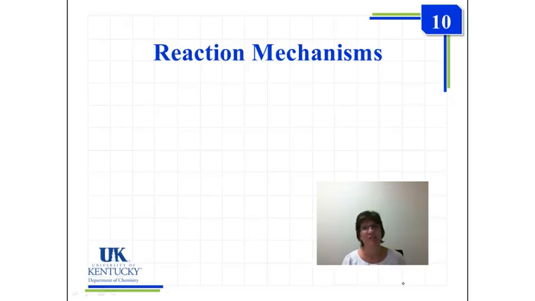Our 10th learning objective deals with reaction mechanisms. We are going to learn how to take reaction mechanisms and examine them, find what's called the rate determining step, and from that predict the rate law of a reaction. So this is another way to obtain a rate law that we have not seen at this point.